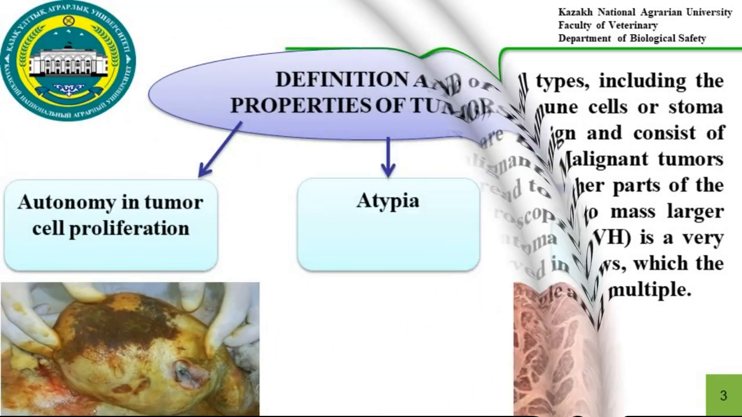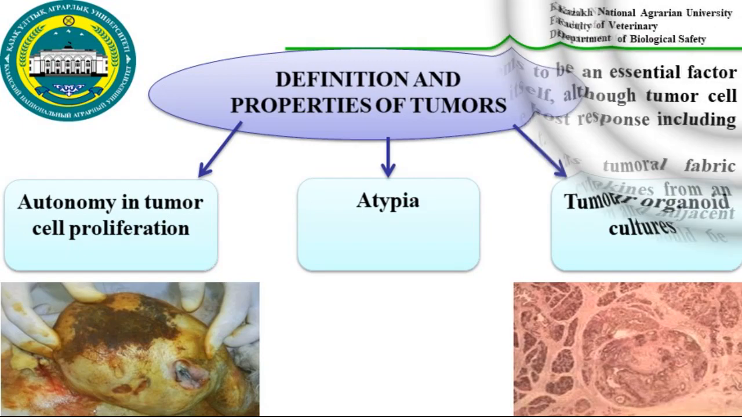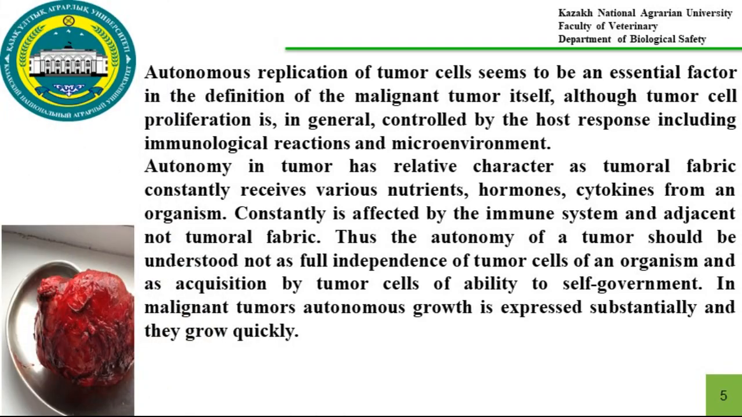Next slide. Definition and the properties of tumors: cell proliferation, ATP, and tumor organoid cultures. Autonomous replication of tumor cells seems to be an essential factor in the definition of the malignant tumor itself, although tumor cell proliferation is in general controlled by the host response, including immunological reaction and the microenvironment.